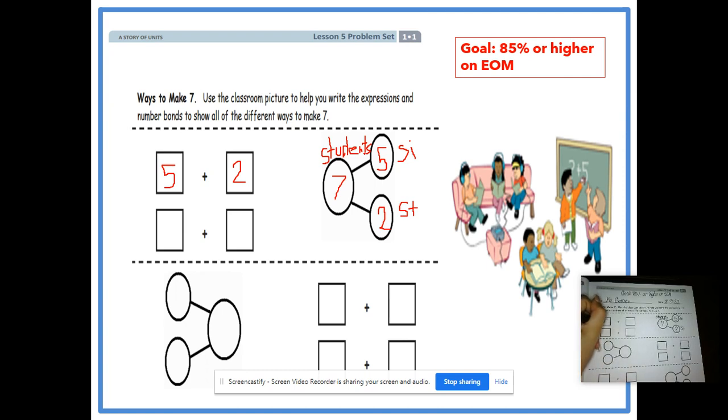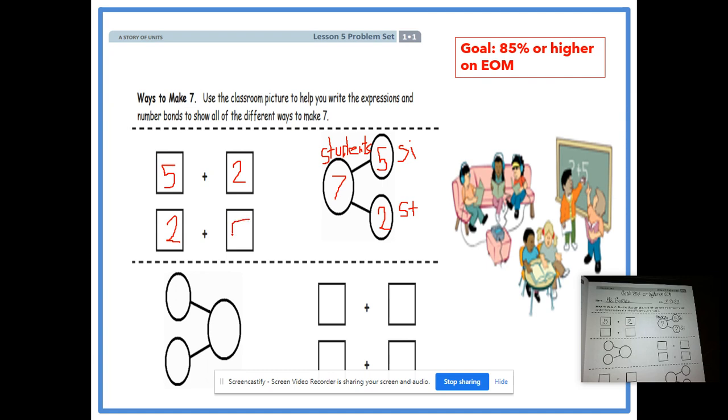And our first expression was 5 plus 2. What if we switch the parts and write the number of students standing first? What number do we write first? Get ready? Yes, 2. And then the number of students sitting? Get ready?